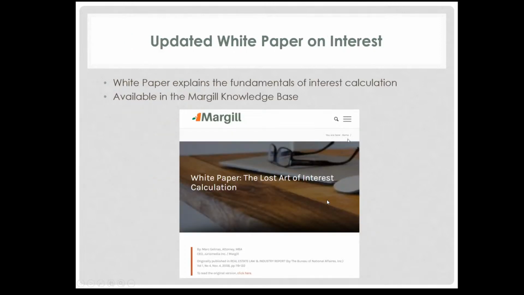Our white paper, we've had time to update, because of the crisis, we've had time to update our white paper, The Lost Art of Interest Calculation. It was first published in 2008. There were minor changes, but in spring of 2020, I did some major changes to the paper itself. So it's a very nice, boring read.